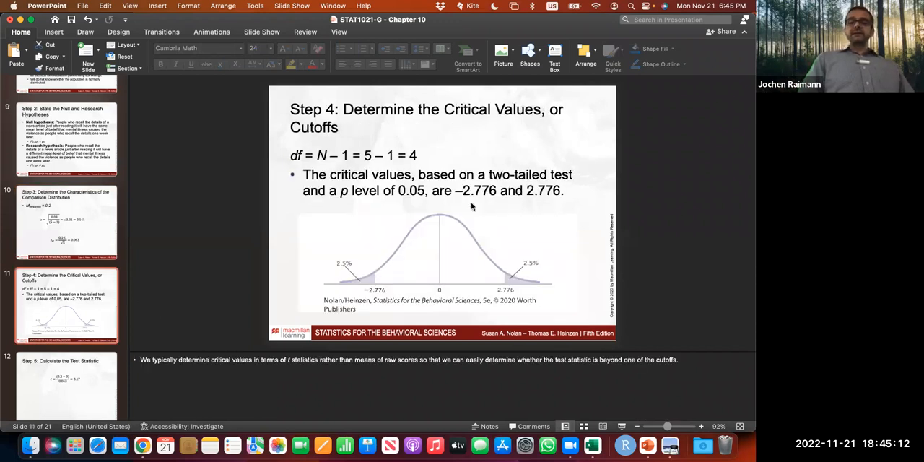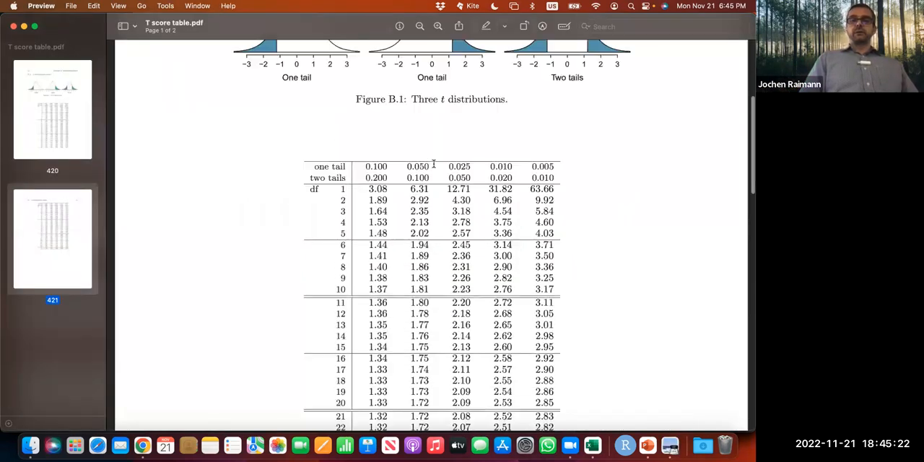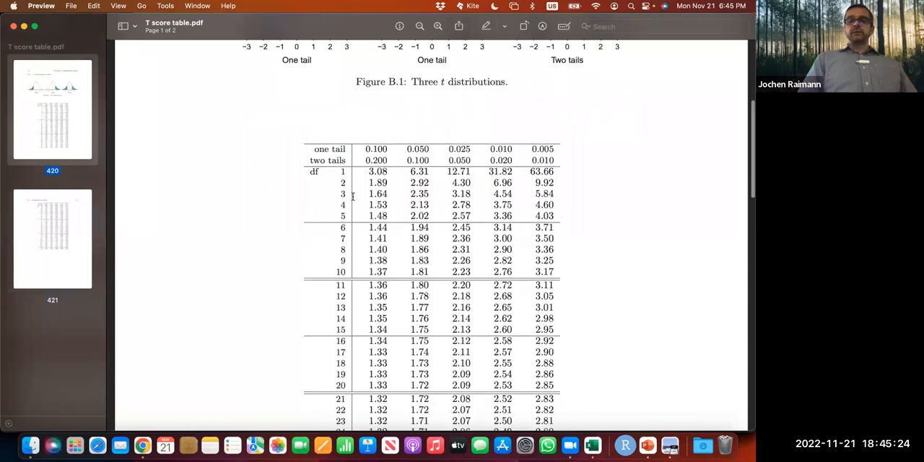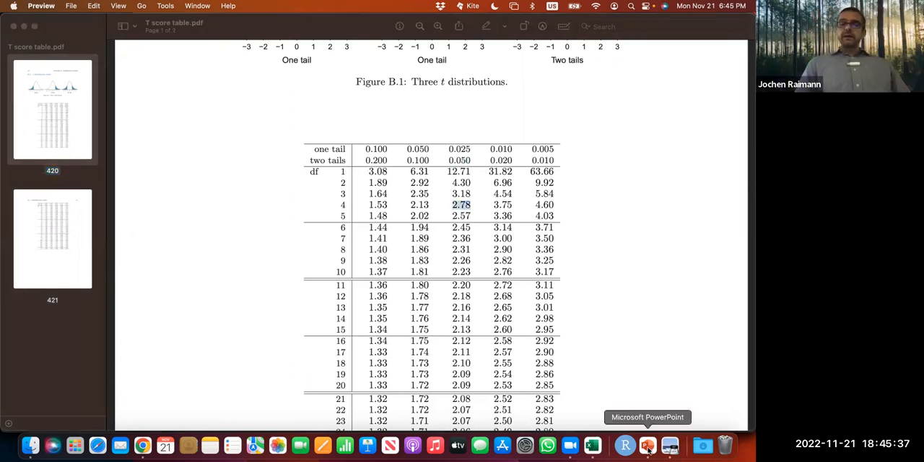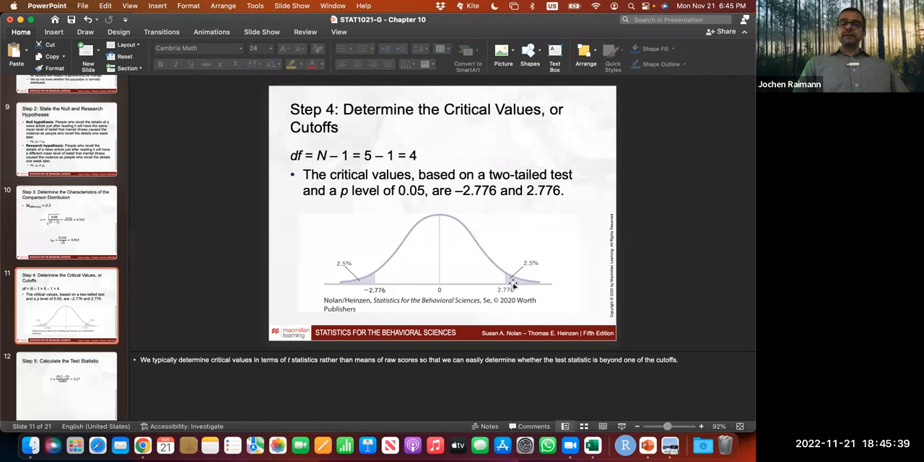Then we're testing this against a null hypothesis of 0. Since the degrees of freedom are 5 minus 1 equals 4, and we know that if we want a two-tailed hypothesis, we're going to go for the third column. Degrees of freedom of 4 corresponds with a critical t-value of 2.78. And these 2.78 are here indicated around a mean of 0.